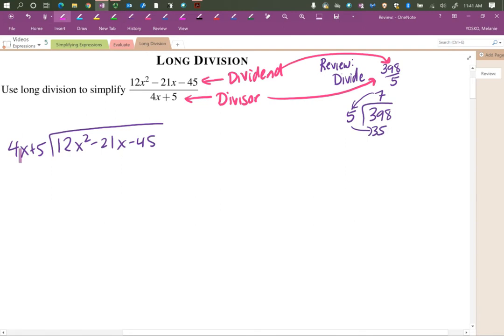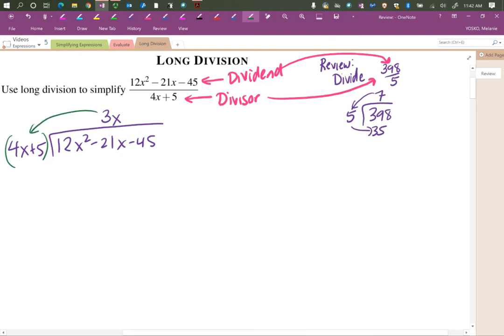We're going to say 4x plus 5 times what gives me all of this, but that's a lot to think about. So we're going to break it down a piece at a time. 4x times what gives me 12x squared? Well, 4 times 3 is 12. So we need a 3x, and I'm going to line it up above the x term, 3x. Okay, and over here you did 7 times 5 and 35. You put the answer, and lined it up under your dividend. So we're going to do the same thing. 3x times this.